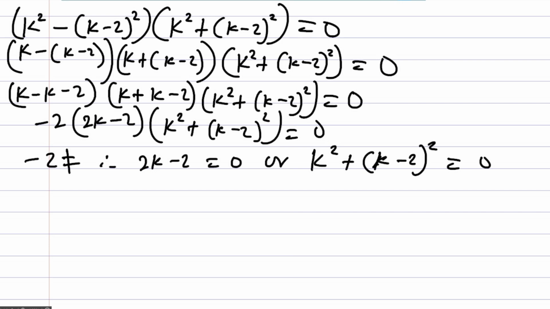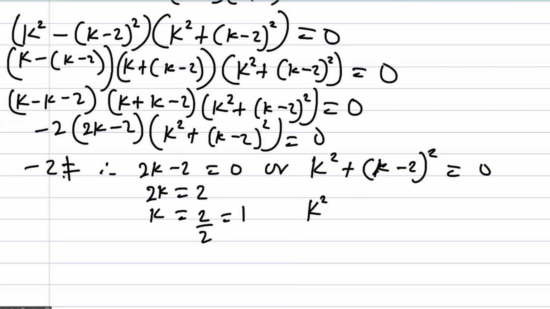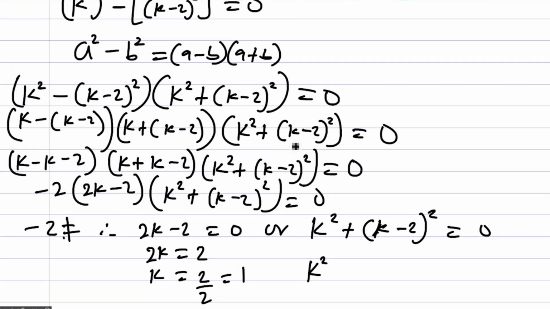So having this now, from here we're going to see that 2k is equal to 2, and then k is equal to 2 divided by 2, which is 1. I've gotten that. Now from this side, I'm going to have k squared. Now to open this one, let us do somewhere here.